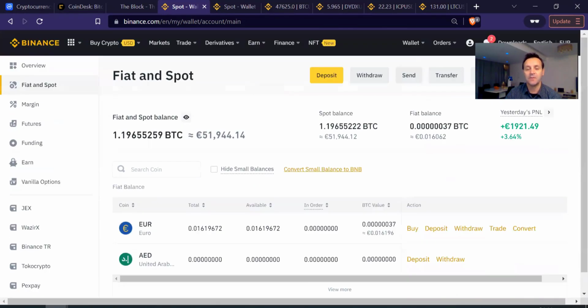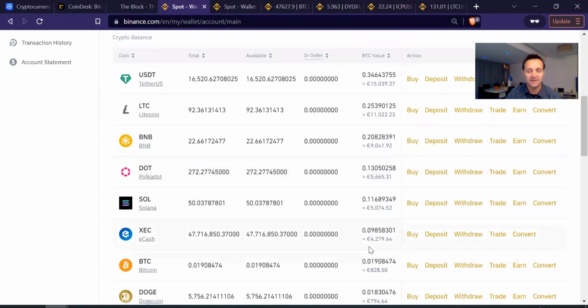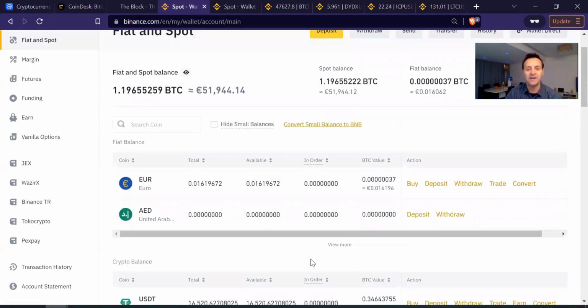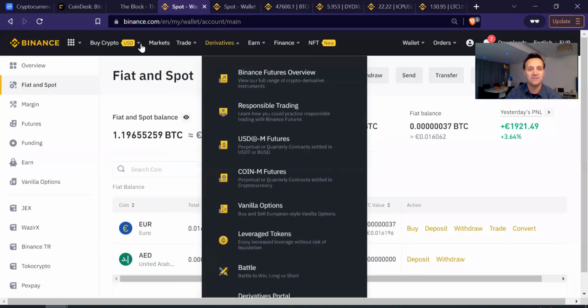Okay. So what we're going to show today is not just buying a coin like this one. There are some coins that I bought here. We saw Litecoin, Binance Coin, DOT, Solana, etc. But how we can do a little bit of trading is what we call Binance Futures. And how does it work? You should go here to derivatives and go to USD futures.